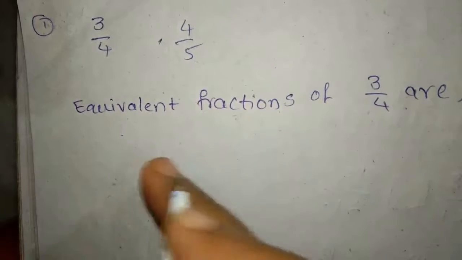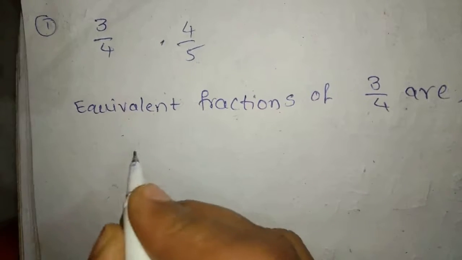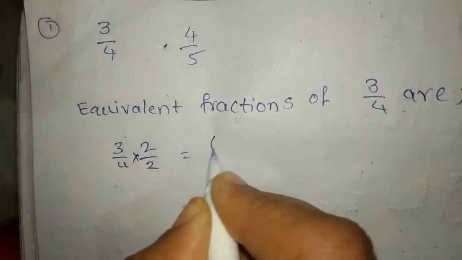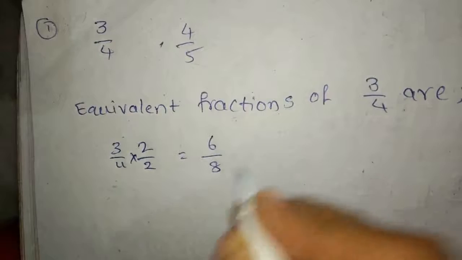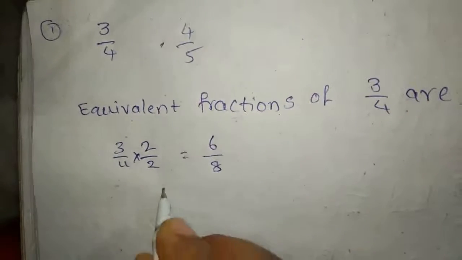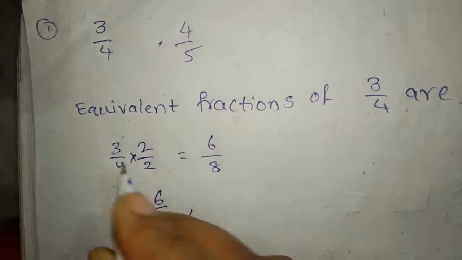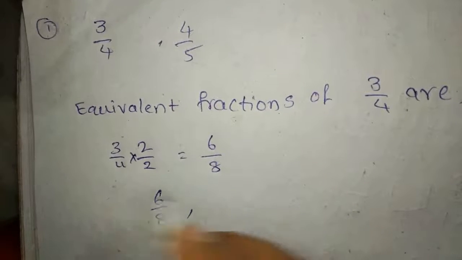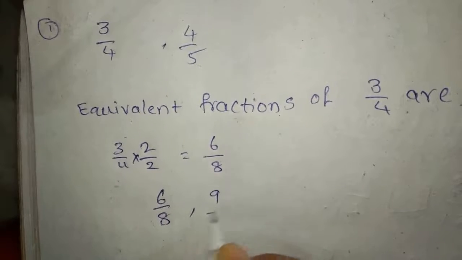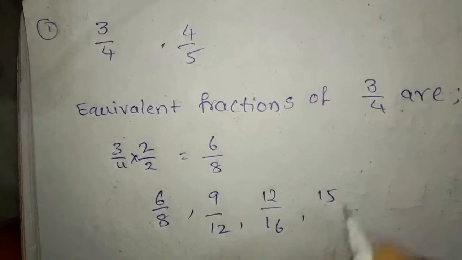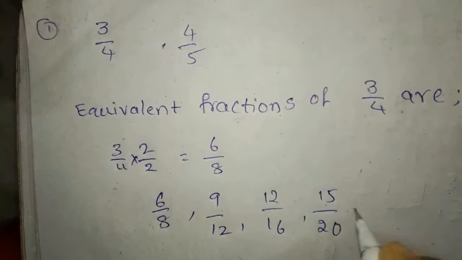First, 3 by 4 into 2 by 2. We get 6 by 8. That is, the equivalent fraction of 3 by 4 is 6 by 8. Next, 3 by 4 into 3 by 3. 3 3s are 9, 4 3s are 12, so 9 by 12. Next 12 by 16, 15 by 20, and so on.